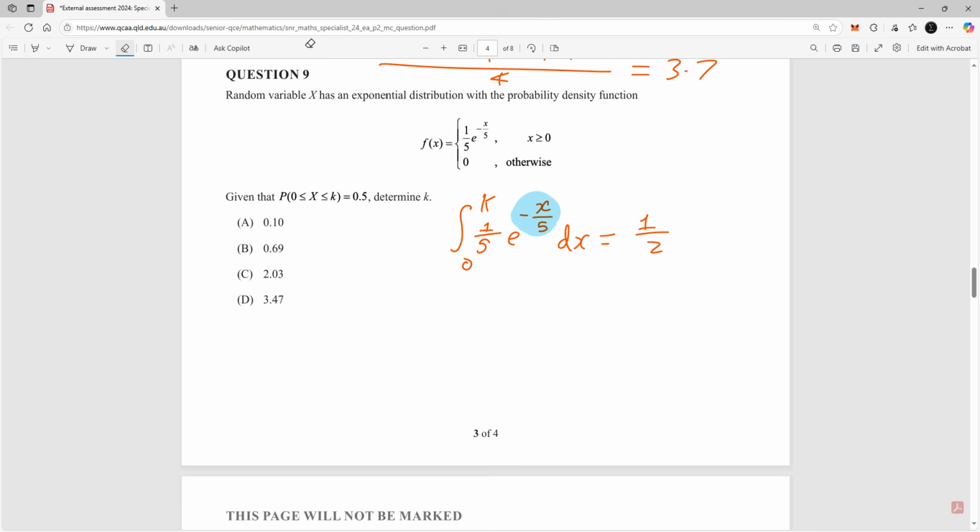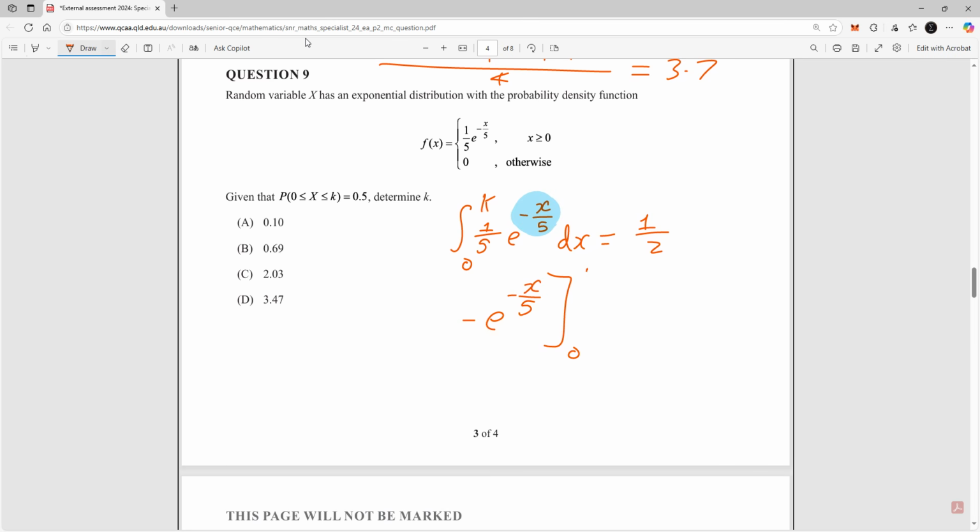Because if you integrate e to the something, it just remains e to the something. So here, your integral will be negative e to the negative x over 5 between 0 and k. Now we do chuck in the 0 with this one here because it will actually make it quite significant. So if you chuck in the k, you'll have negative e to the negative k over 5, subtract negative e to the 0, equals a half. Anything to the power of 0 is 1.